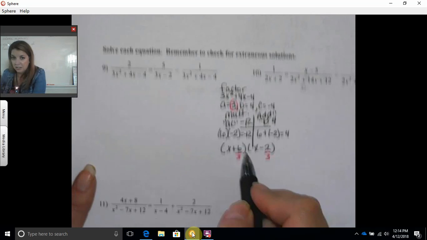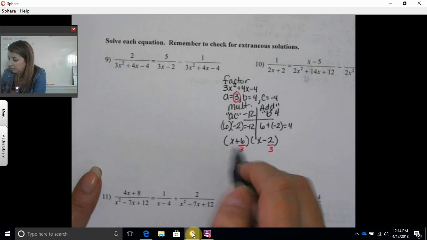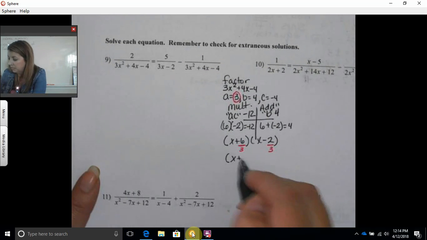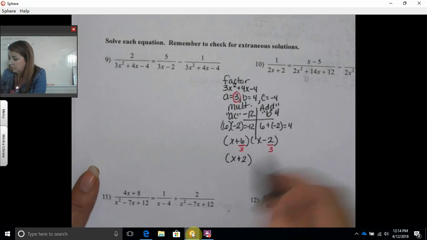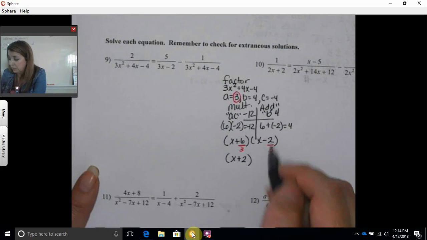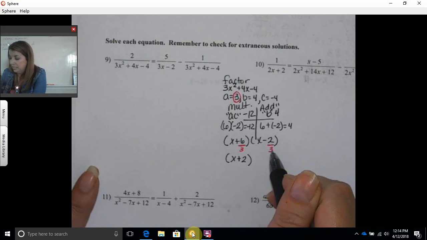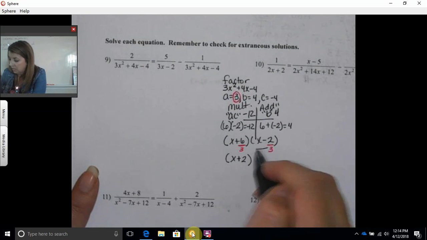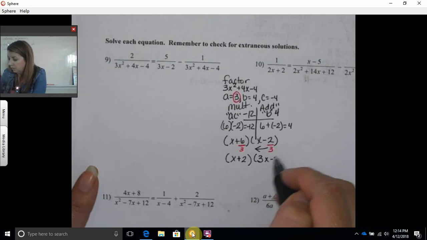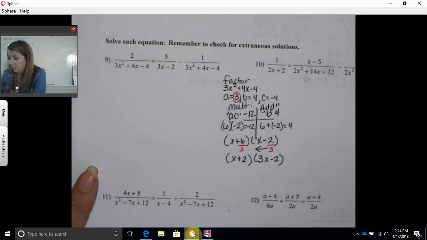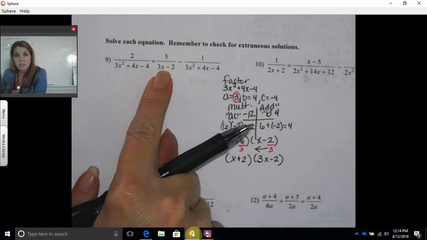6/3, is that divide or slide? Divide, and it gives me x plus 2. Negative 2/3, divide or slide? Slide, because it doesn't divide evenly. If it's a slide and I can reduce, I must reduce before I slide. Can I reduce that? No. So slide the 3 on up over in front of the x, and I get 3x minus 2. Notice that's one of your other factors.